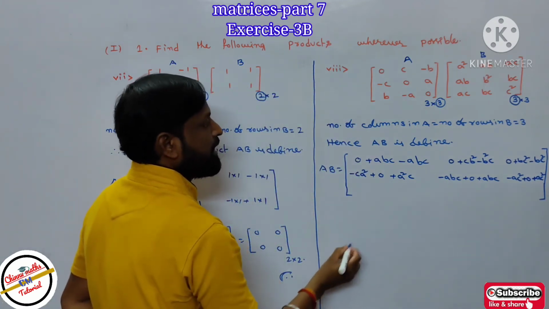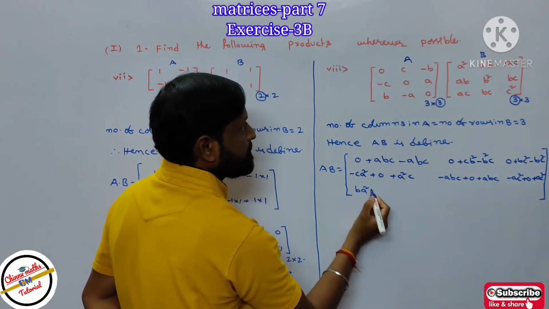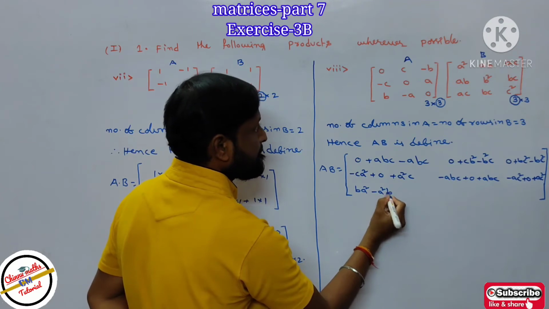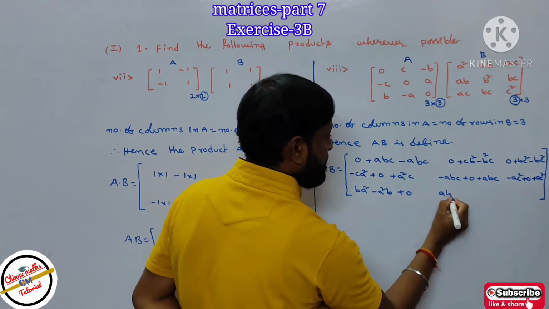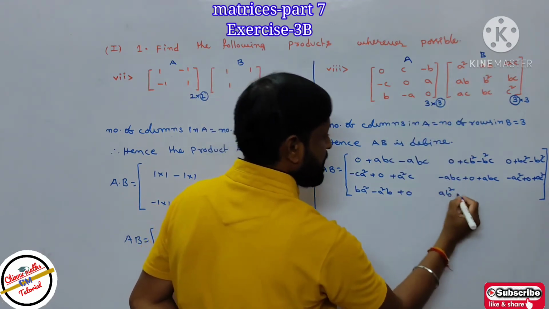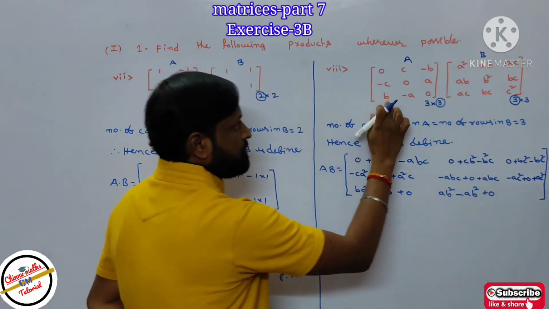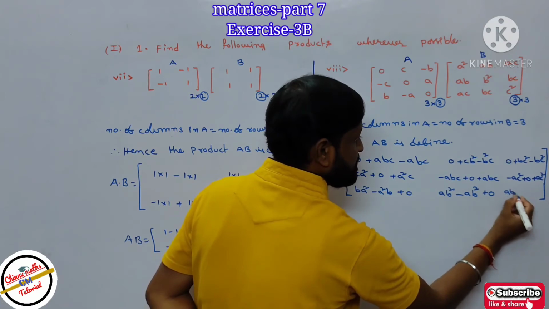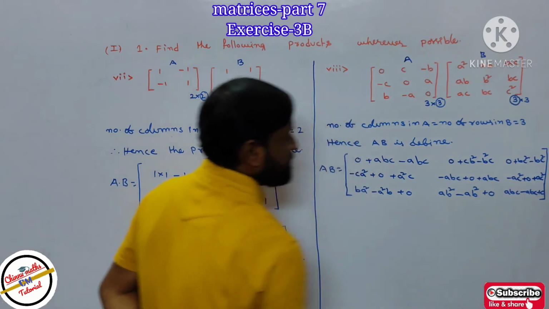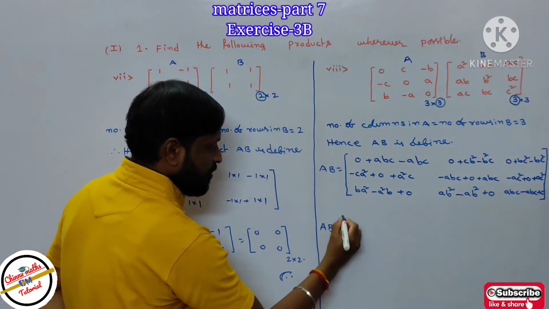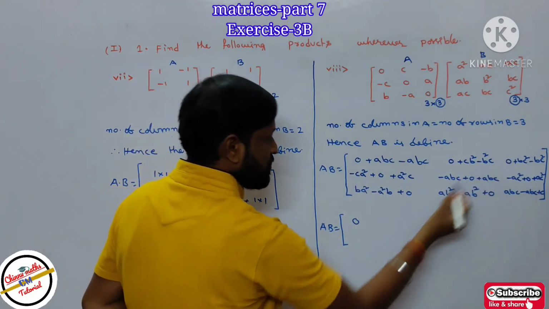Next last row, first column, B into A square, BA square, minus A square B. Then 0 into something is 0. B into AB, then minus A into B square, minus AB square. Then 0 into something is 0. Then the last one, B into AC, ABC, plus minus A into BC, minus ABC, plus 0. So finally I have to calculate the product AB equals minus ABC plus ABC is 0. So both get cancelled, 0.